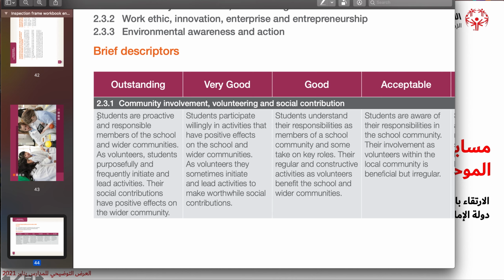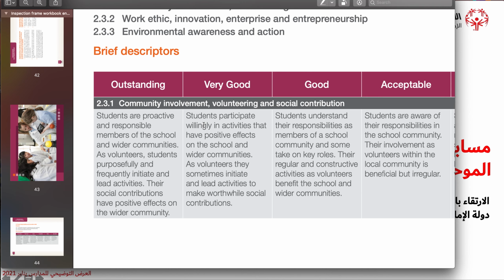The outstanding is: students are productive and responsible members of the school and wider communities. As volunteers, students purposefully and frequently initiate and lead activities. Their social contributions have positive effects on the wider community. The very good is: students participate willingly.